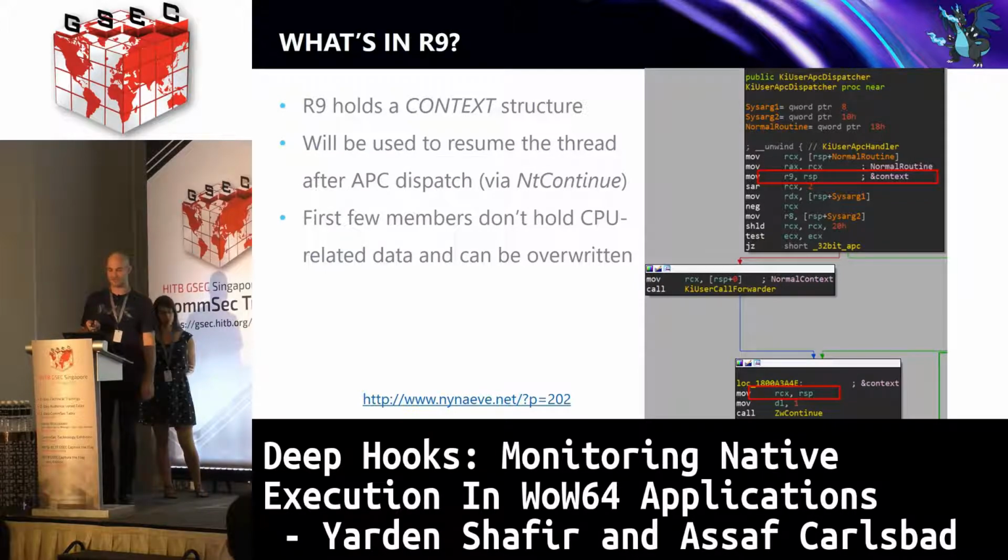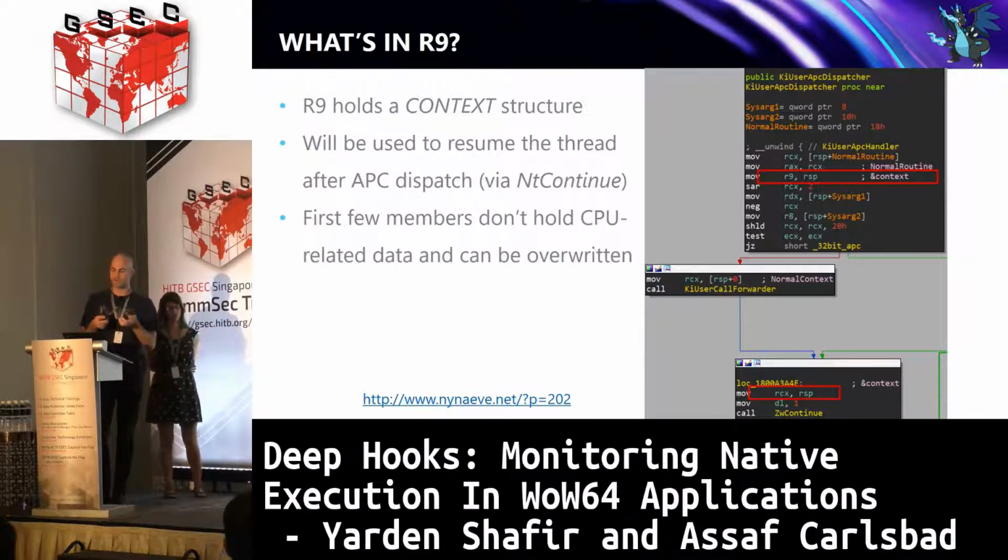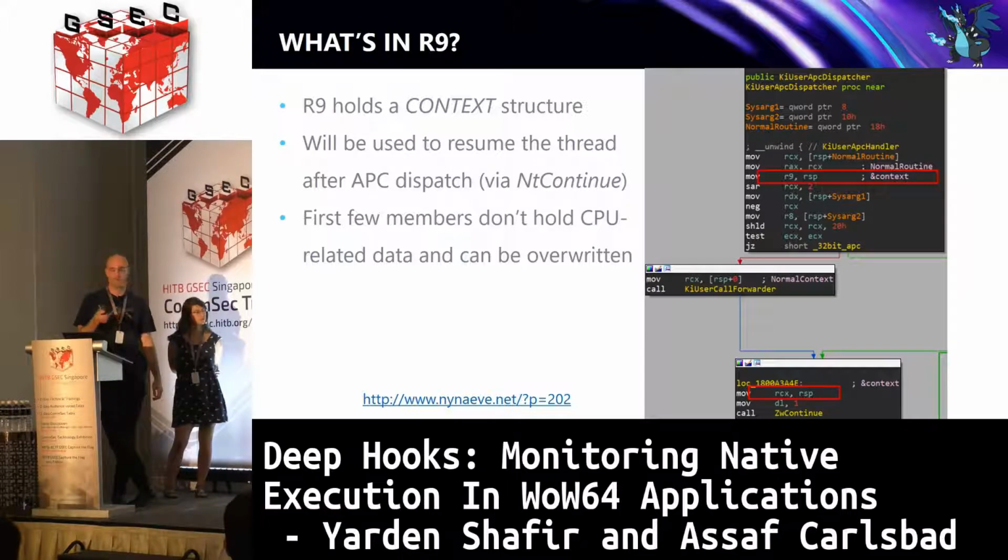So in order to answer this question, we had to perform some reverse engineering on KiUserApcDispatcher. After some reversing, what we found out is that right before KiUserApcDispatcher forwards the call to the target of the APC, which in our case is LdrLoadDll, it is going to load R9 with a pointer to something called a context structure. This context structure basically encapsulates the CPU state that is about to be resumed via the call to NtContinue, which you can see here, once the APC dispatching process has finished.